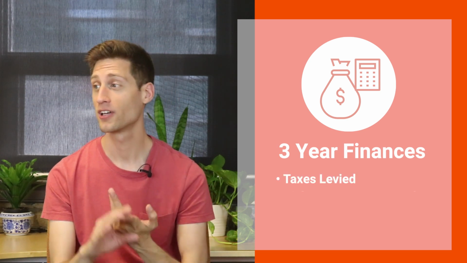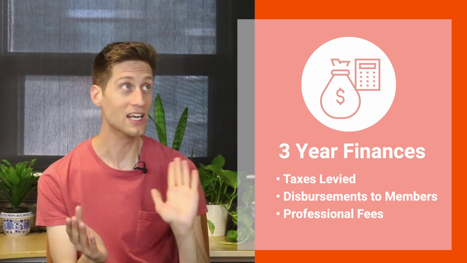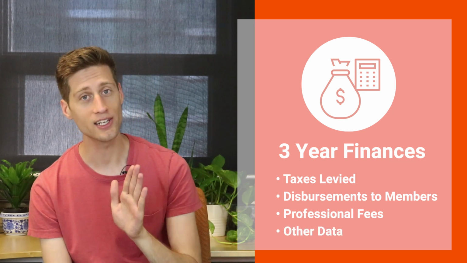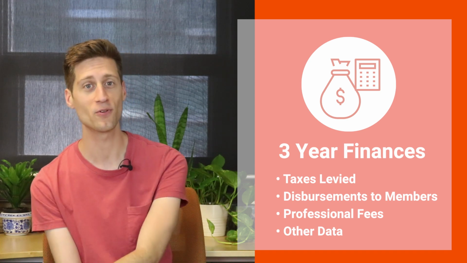So next comes the really tricky stuff, and that is the financial part, which can be especially tough. So the IRS wants you to fill out financial data for a 3-year period, and they want to know things like taxes levied on your behalf, disbursements to members, any professional fees that you've incurred, plus a lot of other data. And this is why it is so important to start saving all those receipts and invoices for everything from day one. And even if you don't have any finances yet, it's a really good idea to start thinking about them now, because the IRS will require you to project estimate revenues and expenses into the future.